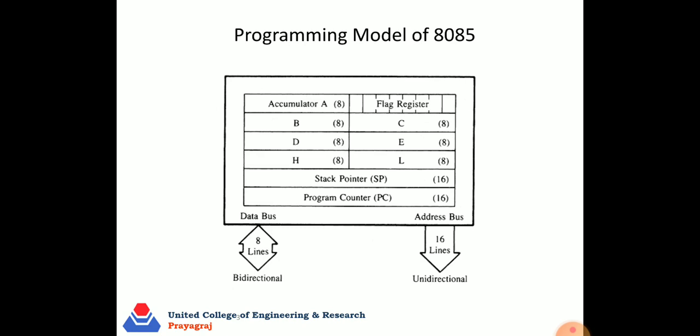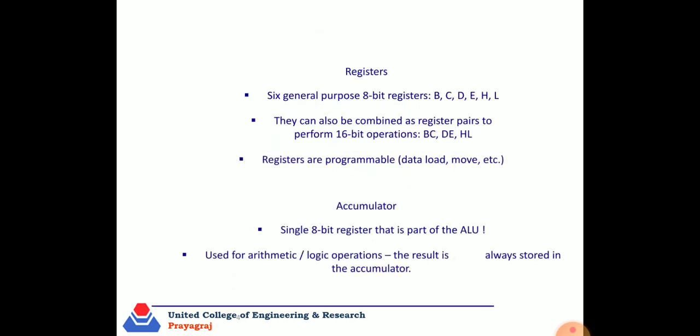Here the address bus is 16-bit and the data bus is 8-bit. So what is the role of registers? The 6 general purpose registers, 8-bit registers B, C, D, E, H, L, which I told, are used to store the data temporarily during the operation. And they can also be combined as register pairs to perform 16-bit operations, which are BC, DE, and HL.